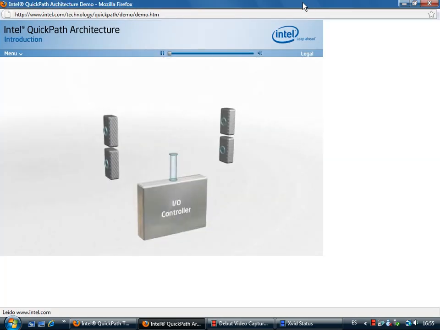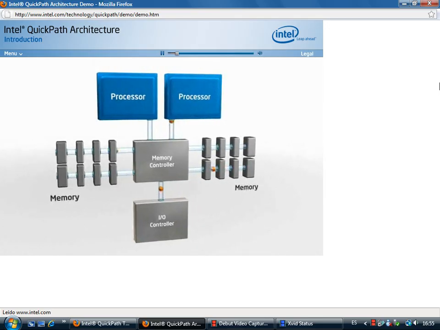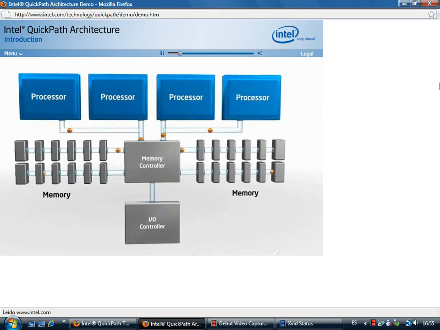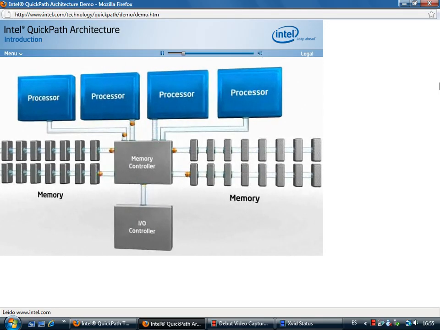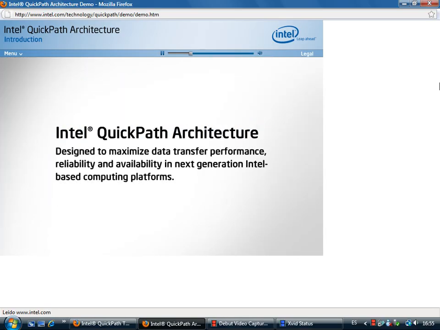As computing platforms become more complex, with more components generating more data traffic than ever before, the system architecture must optimize data movement throughout the platform to meet performance objectives. Intel Quickpath Architecture is designed to maximize data transfer performance, reliability, and availability in next-generation Intel-based computing platforms.